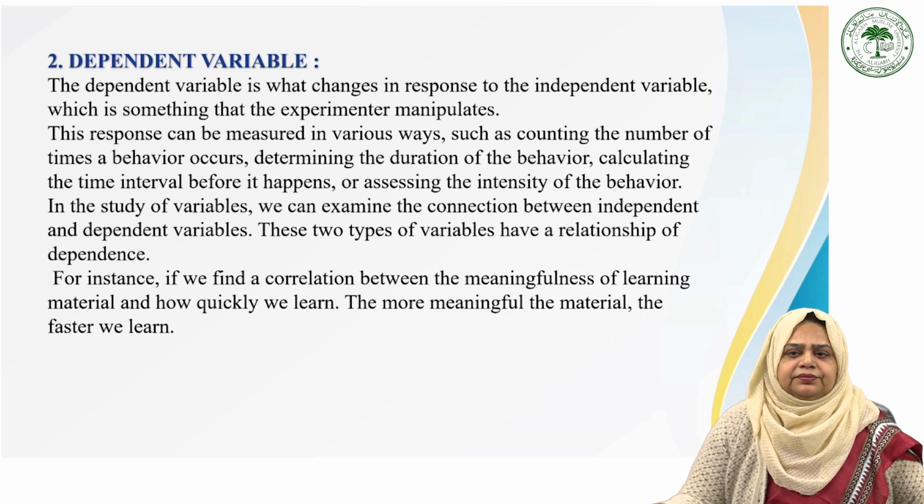In the study of variables, we can examine the connection between independent and dependent variables. These two types of variables have a relationship of dependence, meaning that one variable relies on the other. For example, if we find a correlation between the meaningfulness of learning material and how quickly we learn, it indicates that our learning speed is dependent on the meaningfulness of the material. The more meaningful the material, the faster we learn. In this scenario, the speed of learning is referred to as the dependent variable, while the meaningfulness is the independent variable.